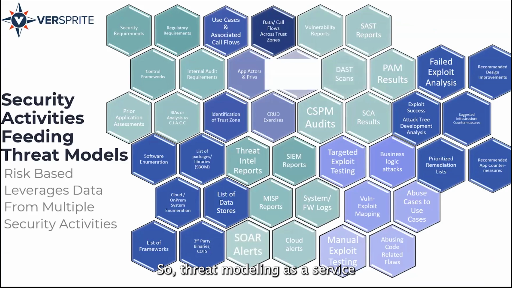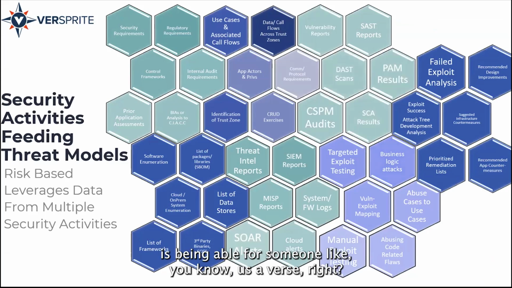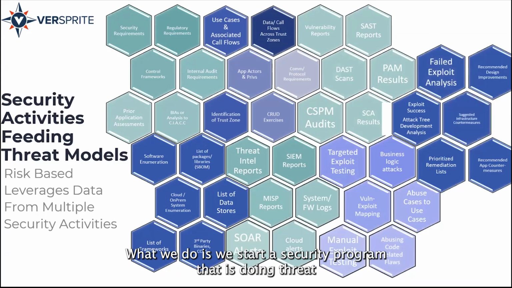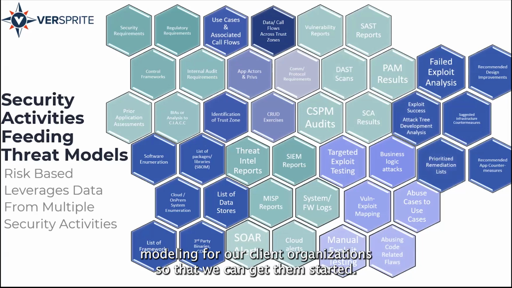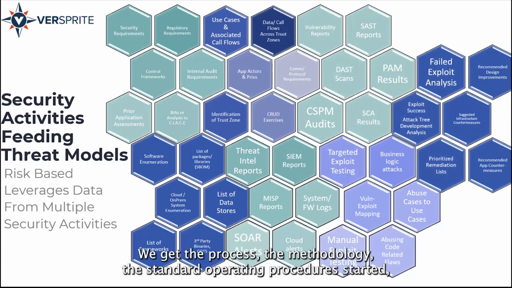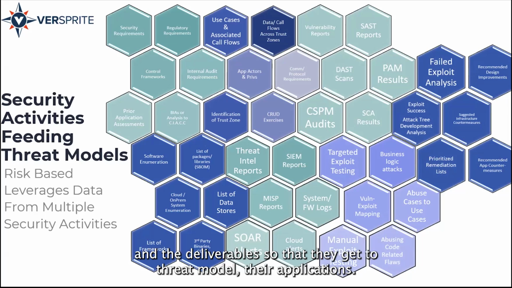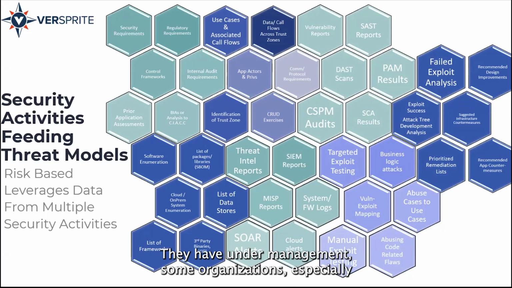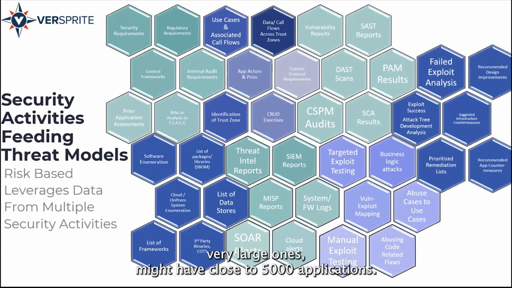So threat modeling as a service is being able for someone like us, VerSprite, to start a security program that is doing threat modeling for our client organizations so that we can get them started. We get the process, the methodology, the standard operating procedures started, and the deliverables so that they get to threat model the applications they have under management. Some organizations, especially the very large ones, might have close to 5,000 applications.